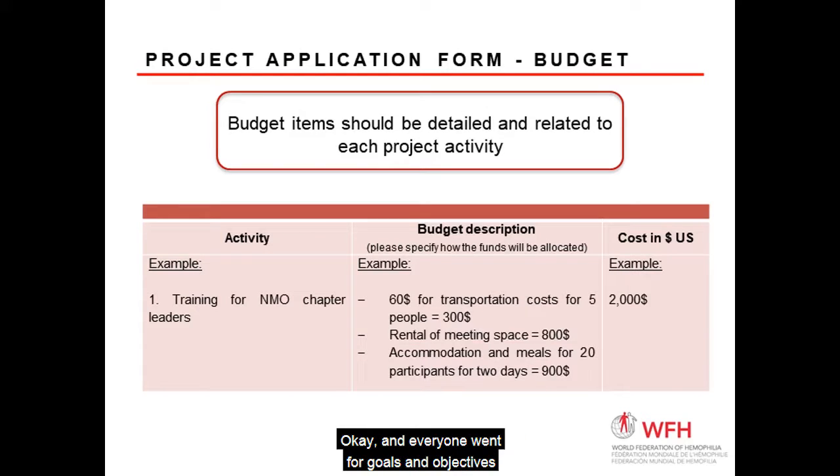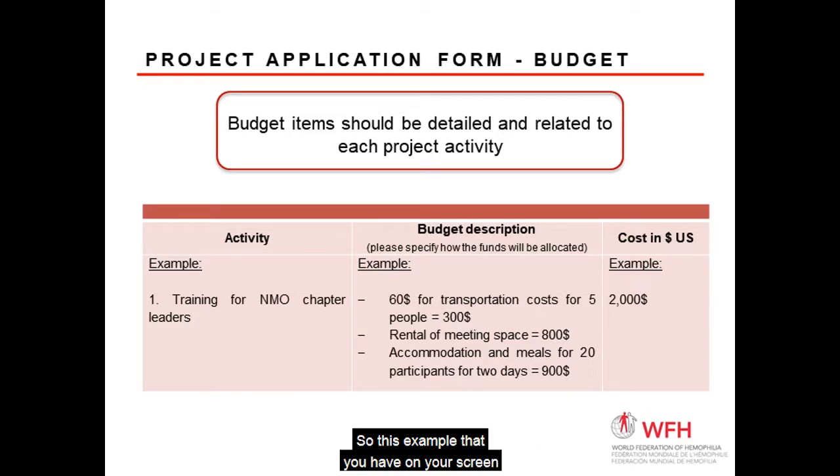And everyone went for goals and objectives that were really, really large, that were going to be really hard to accomplish in 12 months. They might say, for example, I want to diagnose all people with VWD in my country, and I want $25,000 to do it. But there were no activities or breakdown of the budget to get there. In that case, it's very hard for the grant committee to discern what you're really trying to do and how you are going to get there.